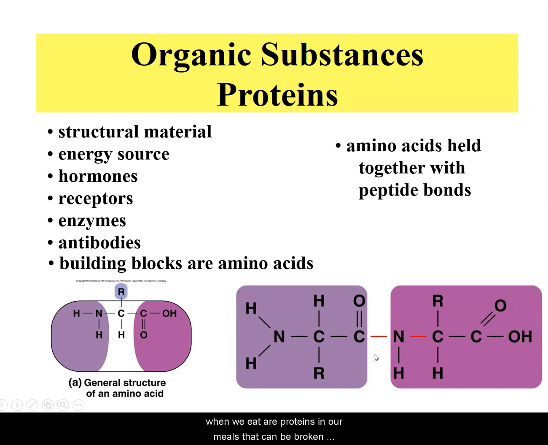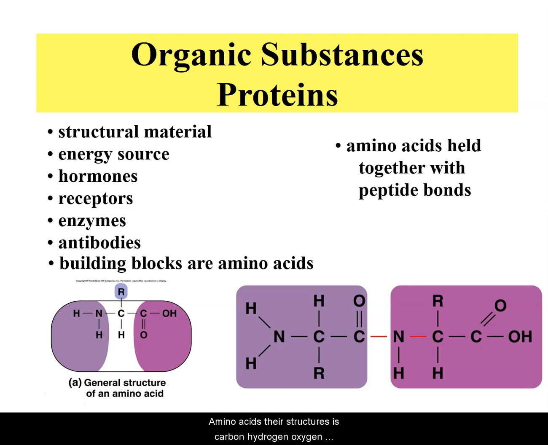So when we eat our proteins in our meals, they can be broken down into polypeptides. A polypeptide is a long string of amino acids. A protein is a long string of amino acids. And then down to a di, which means two amino acids, down to the amino acids. So proteins are made up of many, long strings of amino acids. Okay, amino acids, and when we have two amino acids, that's called a dipeptide.